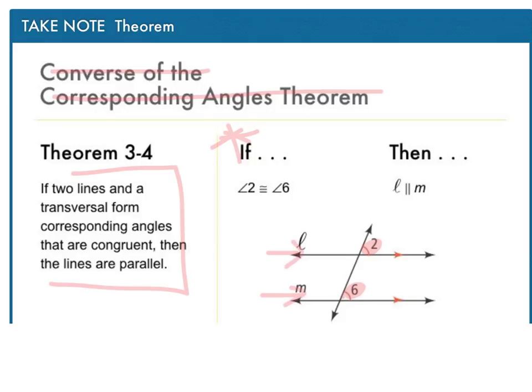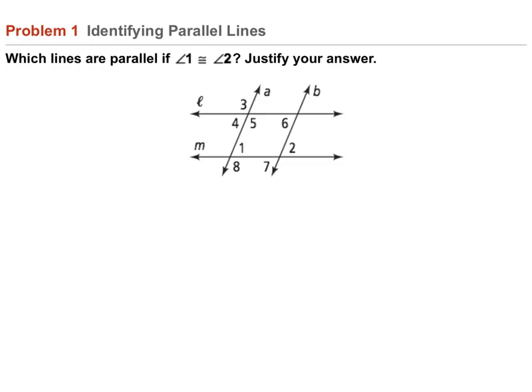And if you remember from last class, yesterday, angle 2 and angle 6, those two would be corresponding angles. So it's kind of the reverse of what we learned yesterday, that if angle 2 and angle 6 are congruent, then we could conclude that the lines are parallel. Okay, so problem 1 is identifying parallel lines.